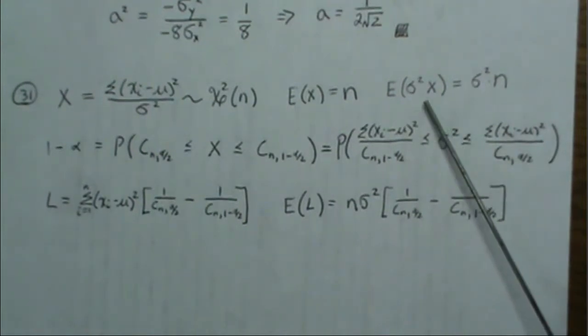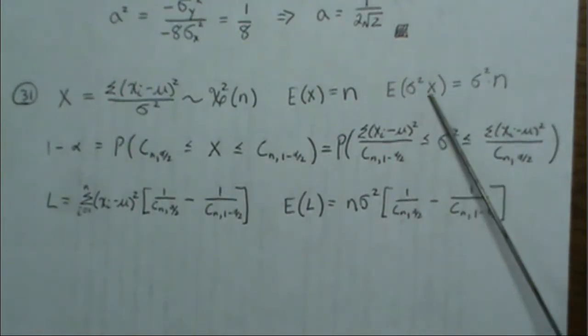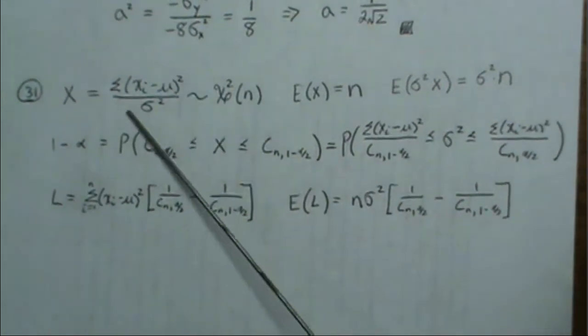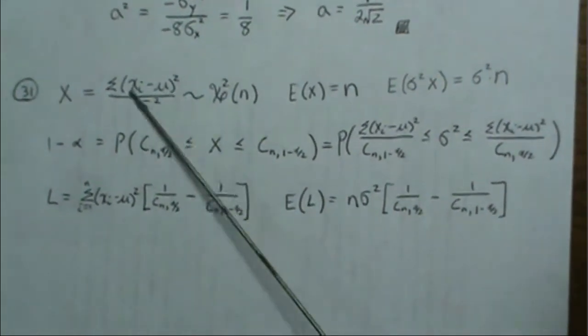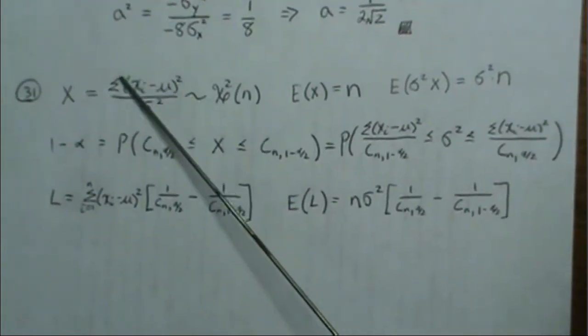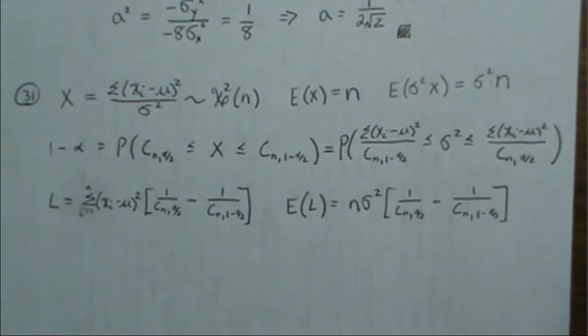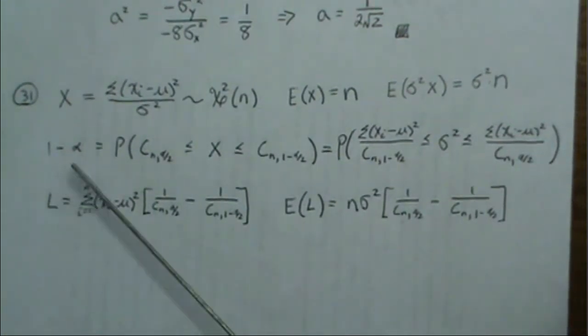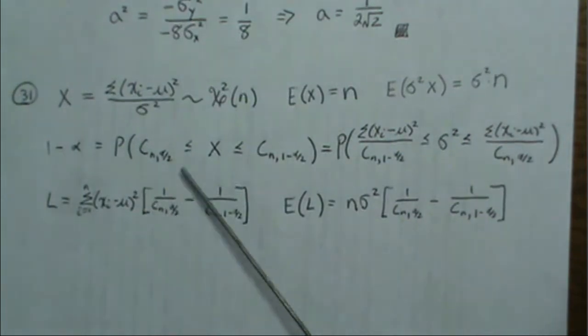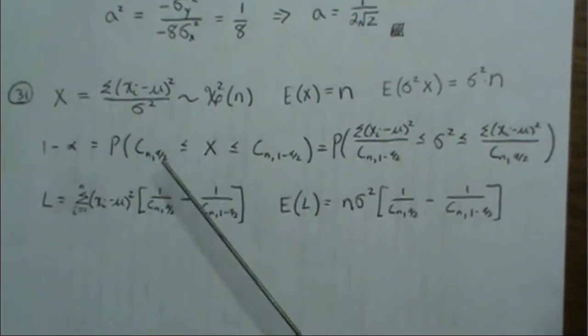Notice that this quantity here, sigma squared times x, if you plug in the x for this, the sigma squareds cancel and you just get this top piece right there. Okay, so here's the definition of a confidence interval. 1 minus alpha is equal to the probability that x is between these two values.